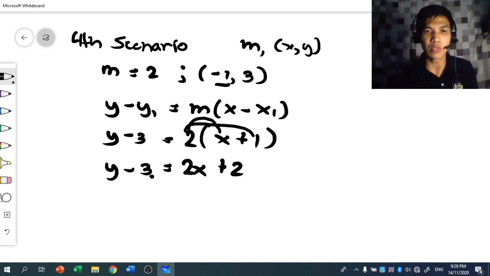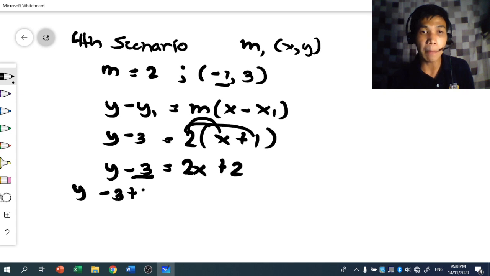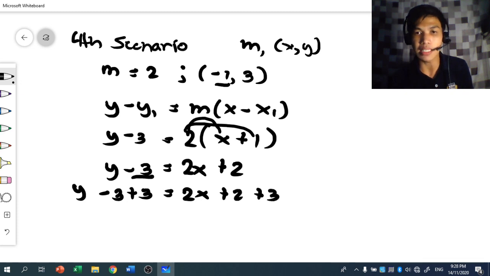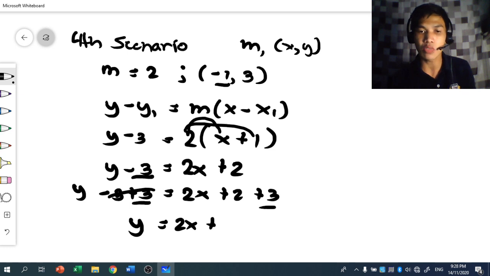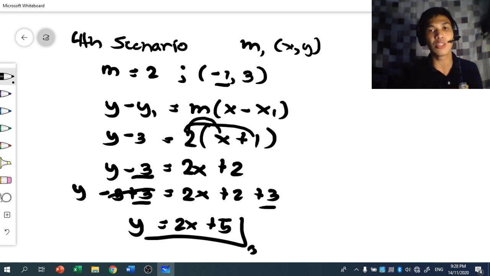Yan. Now, we need to remove -3 on the left side and make it go to the right. So, -3's counterpart will be +3 to make it 0. So, that must be y minus 3 plus 3 is equal to 2x plus 2 plus 3. Yan. Nag-add tayo dito, mag-a-add din tayo dito. So, now, -3 plus 3, that will be equal to 0. So, that must be equal to y is equal to 2x plus 2 plus 3, that will be equal to 5. So that must be the equation of the line, given the slope and an ordered pair. So y is equal to 2x plus 5.